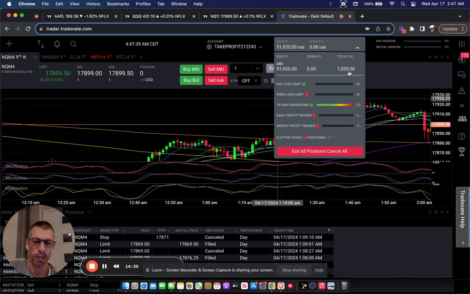it's so weird that they have a consistency rule for the test, to pass the test to go pro and be a funded trader. They have the consistency rule there, so you can't go up more than 50% on any trading day during the test of your total profits. So I'm up over 50% here.